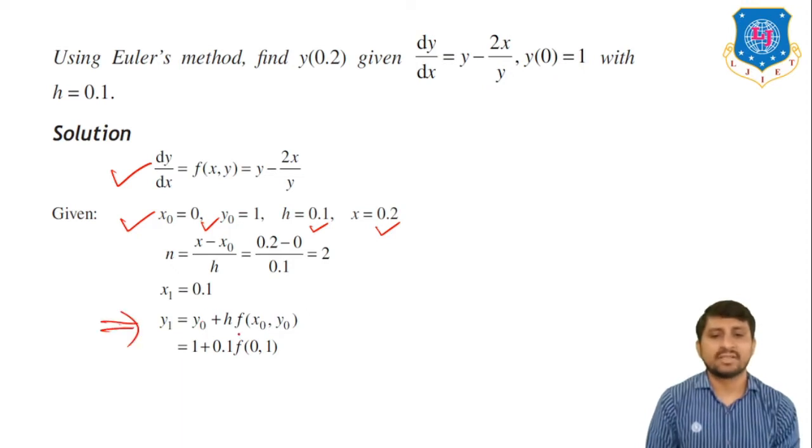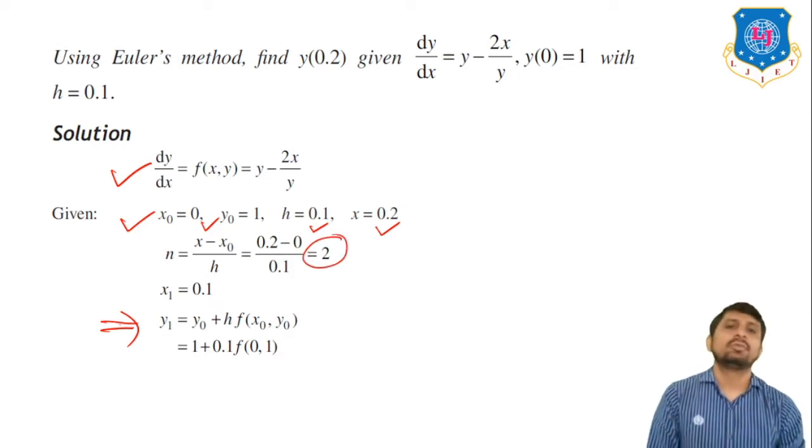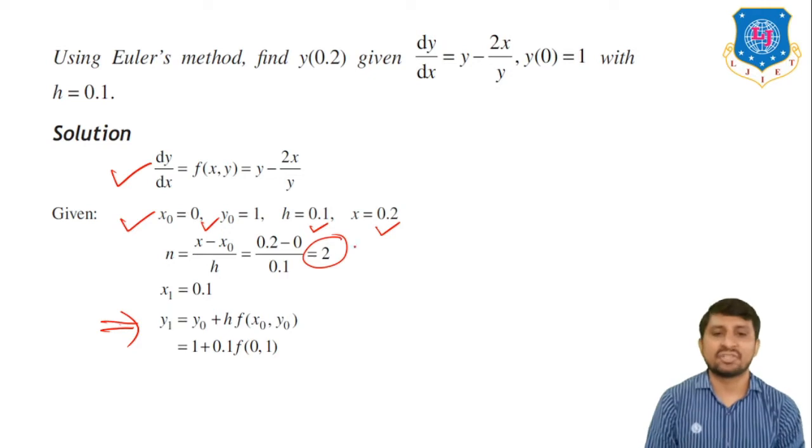y1 is y0 plus h f of x0, y0. N equal to 2 means you have to go up to the second approximation, and n is x minus x0 upon h, that means 0.2 minus 0 upon 0.1. So x1 is 0.1.